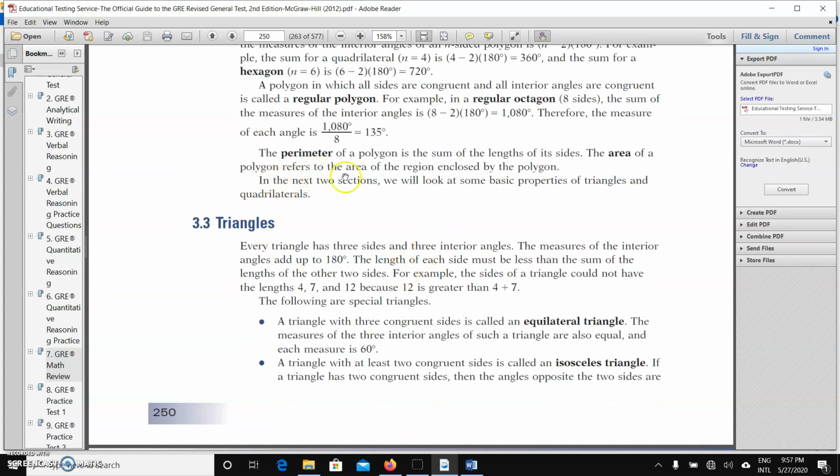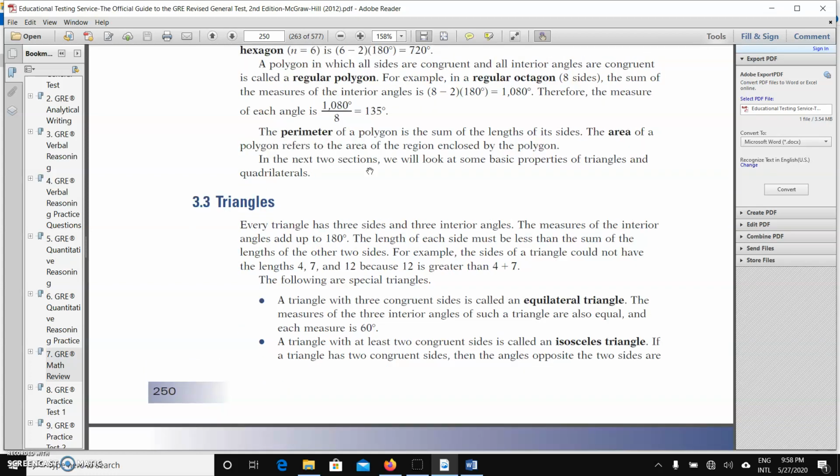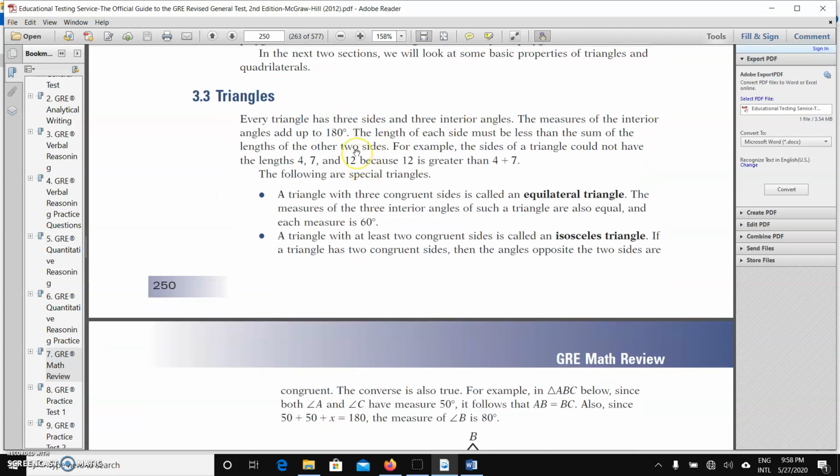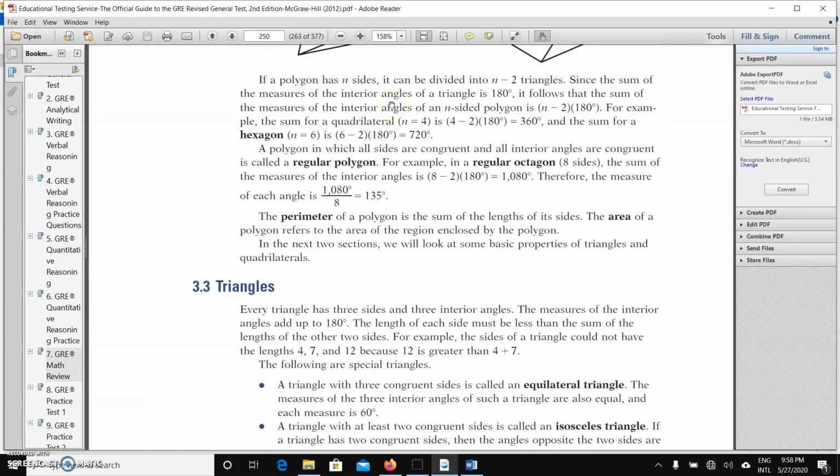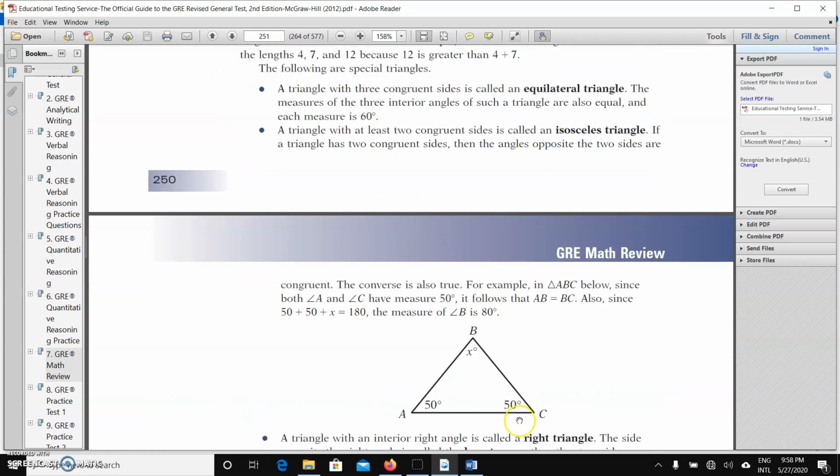The area of a polygon refers to the area of the region enclosed by the polygon. When you read through, you get to understand it well. I'm just trying to guide you. Now, talking about triangles, there are some things you need to know about triangles, which are very, very important. What are those things? For example, a triangle has 3 sides, right? Okay, this is a triangle.